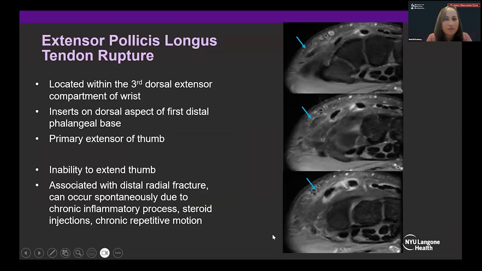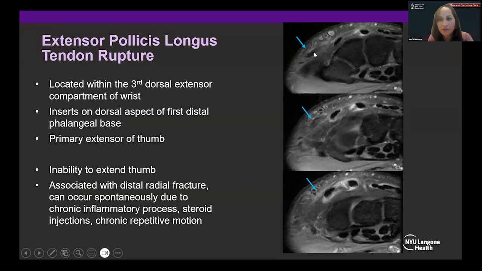So the extensor pollicis longus is located within the third dorsal extensor compartment of the wrist. It inserts on the dorsal aspect of the first distal phalangeal base, and it's the primary extensor of the thumb. So with the rupture of this tendon, there's inability to extend the thumb. It's often associated with distal radial fractures, but it can occur spontaneously due to various causes, chronic inflammatory process, multiple steroid injections, or just chronic repetitive motion that leads to tendinosis and then predisposes to tearing.